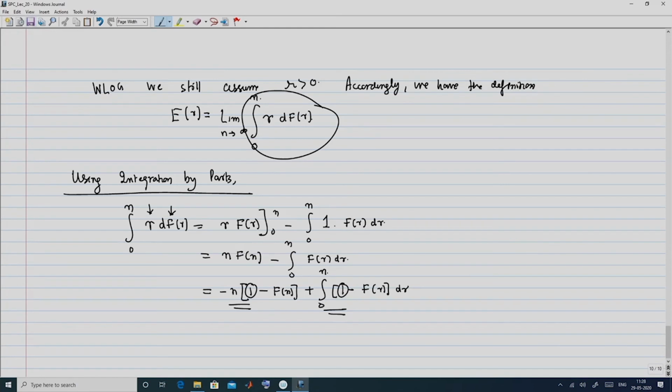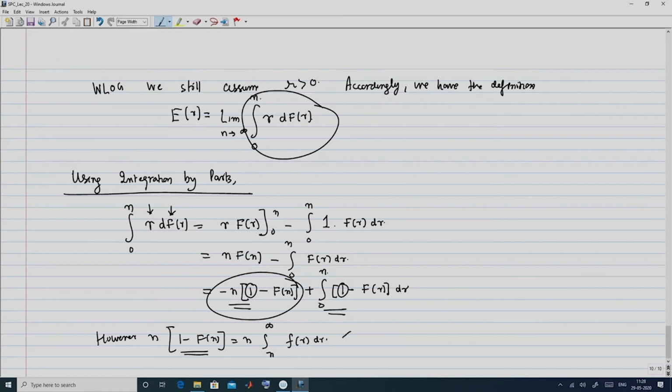let us now focus on this first term. n into 1 minus f of n, what is this going to be? This is going to be equal to n into the integral from n to infinity of f of R dr. Here 1 minus f of n is 1 minus the cumulative distribution from 0 to n, so it is nothing but what happens from n to infinity. Accordingly, this is going to be an integral from n to infinity of f of R dr.